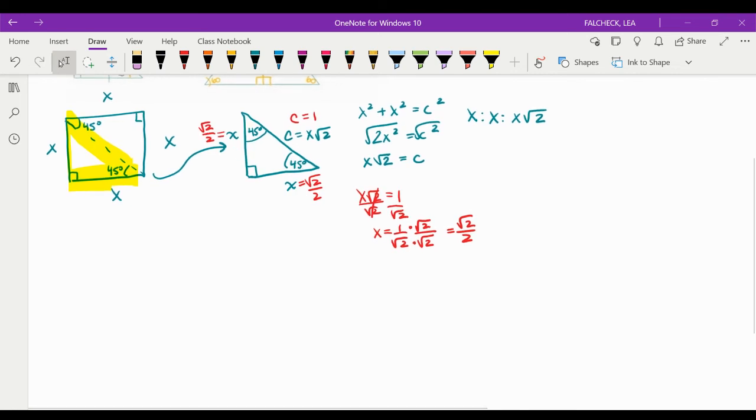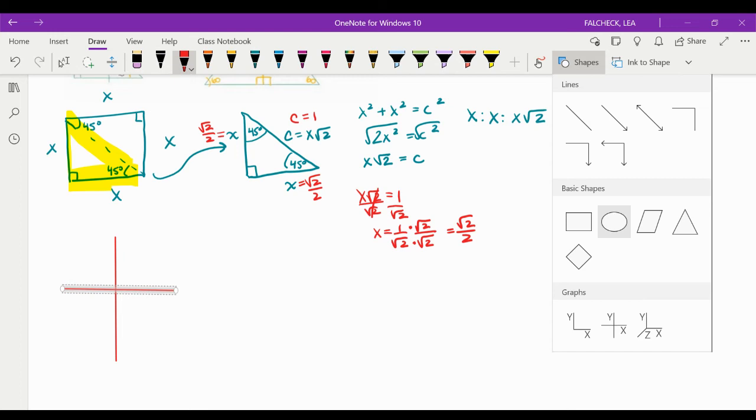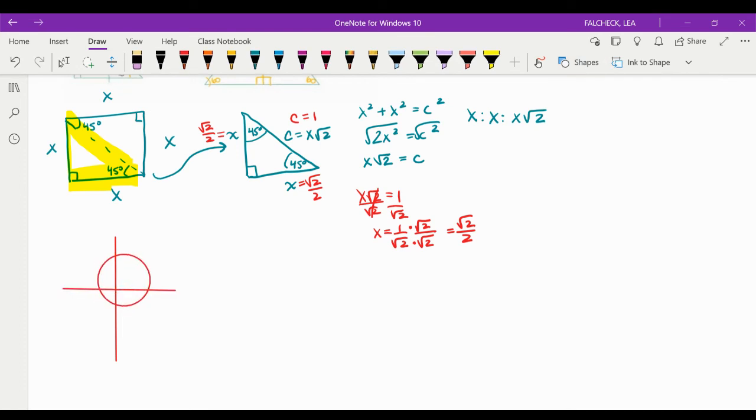Remember, in the unit circle, bear with me, let me just draw a nice little circle here. That's not a straight line. Okay, this is a really horrifying looking axis. I apologize. Just go with it. In the unit circle, remember I told you that there is a radius of 1. This 45, 45, 90 triangle translates to the unit circle simply because of this idea that the radius is 1.